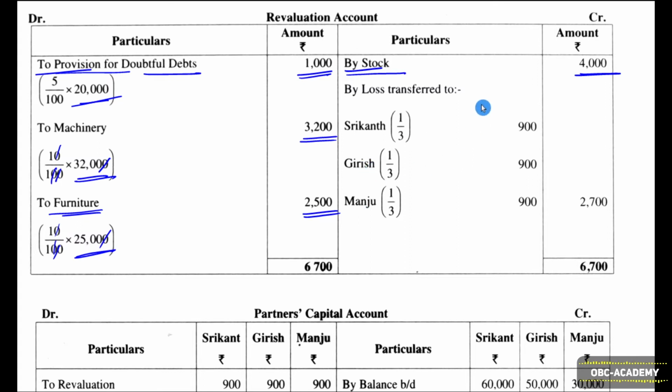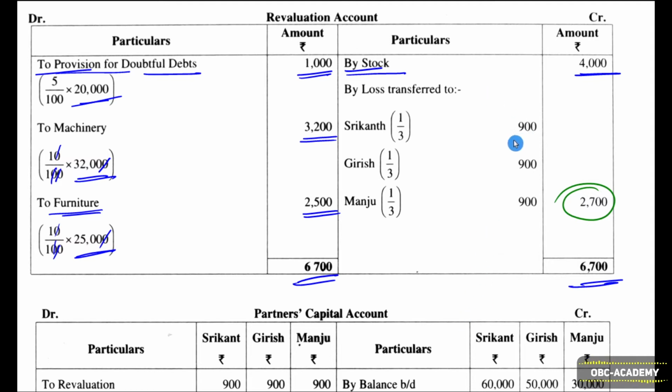In order to close it, first we need to calculate the total amount and see whether the debit side or credit side is more. We have the debit side more in this problem: 1,000, 3,200, 2,500, so that becomes 6,700. That should be carried forward to the credit side, 6,700, and if you subtract 4,000 rupees, you end up with 2,700 rupees. Now we have to split this loss. Whenever the debit side is more, that indicates the revaluation account is in loss, so this loss should be transferred to all the partners.